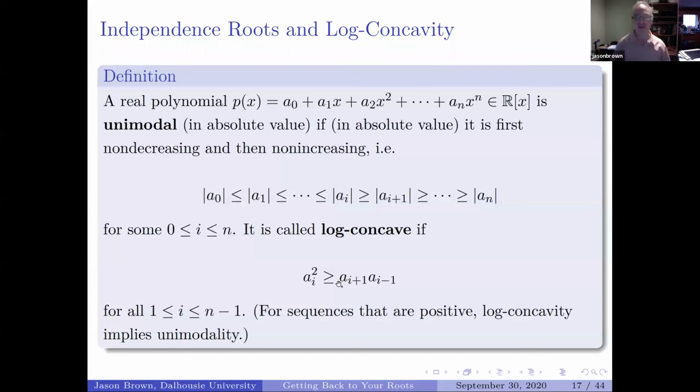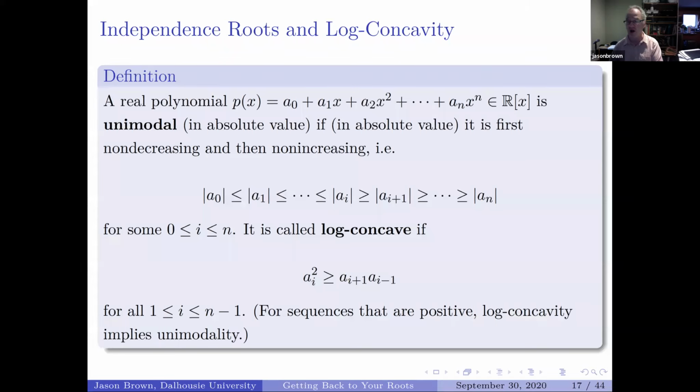So here we have a definition that we've seen earlier. We'll say a real polynomial, a0 plus a1x plus a2x squared plus dot dot dot plus anx to the n, is unimodal in absolute value. And so we mentioned this before. If in absolute value it is first non-decreasing, then decreasing in terms of the coefficient sequence. That is, if you take the absolute value of the first coefficient, it's less than or equal to the absolute value of the second coefficient, and so on up to a certain point, and then it decreases. You could have some being equal, but it has that shape. And this includes as extremes that the sequence might be always increasing or always decreasing.